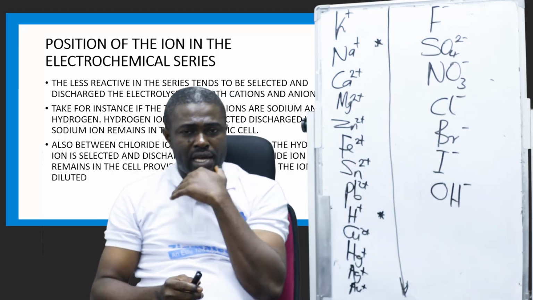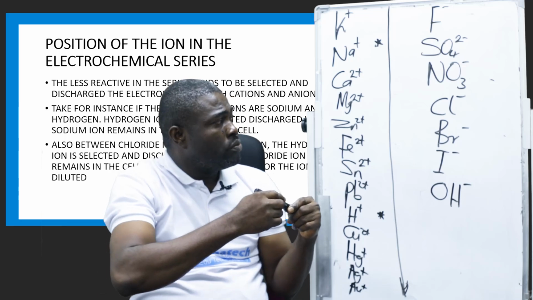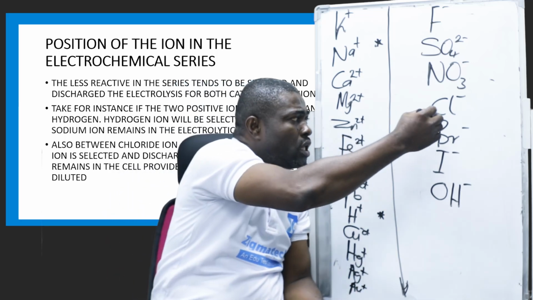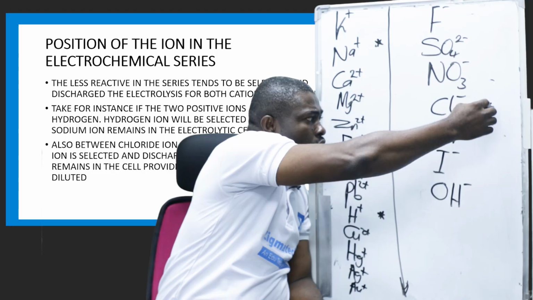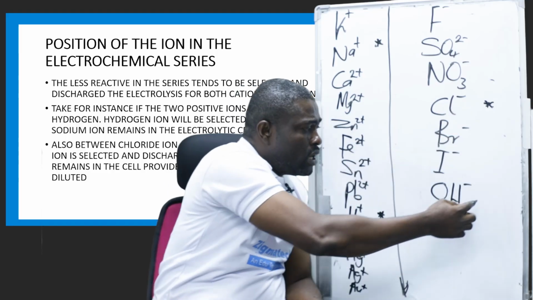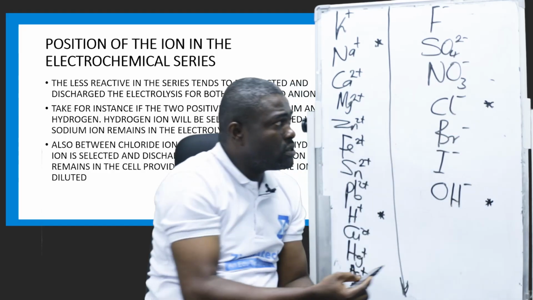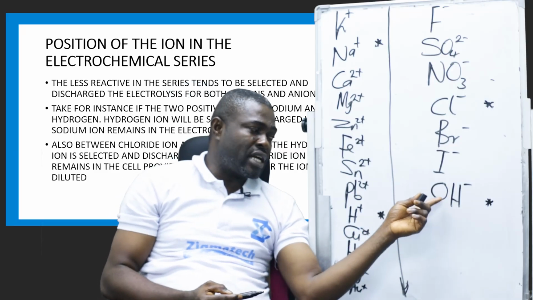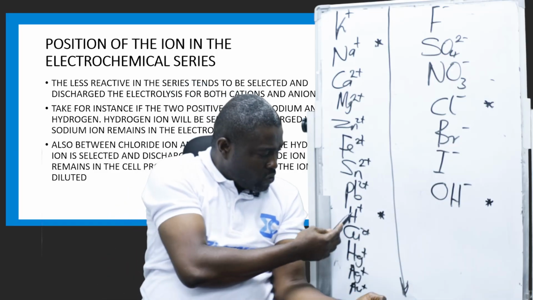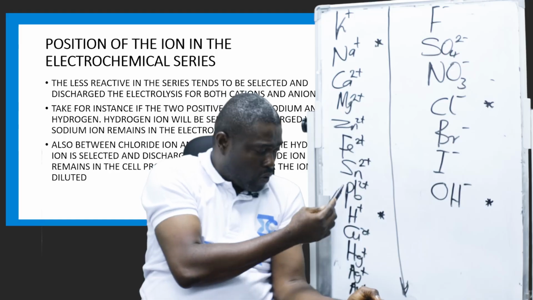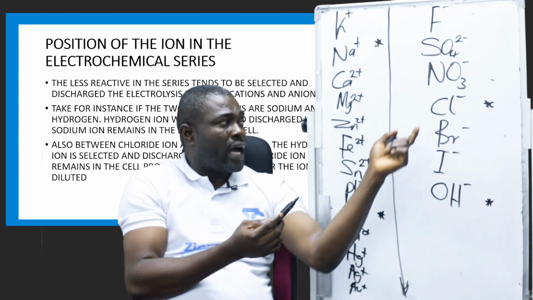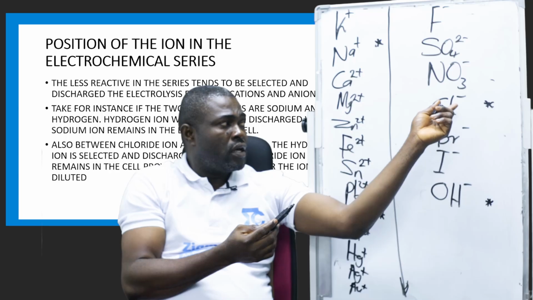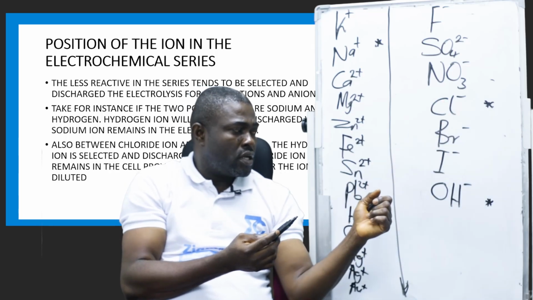Let's look at the negative side. Let me assume that the compound is between chloride ion and OH minus. Remember, the OH minus is actually coming from water, while the hydrogen ion on the positive side is coming from water as well. Now, if I have chloride ion here, look at the chloride ion and OH.